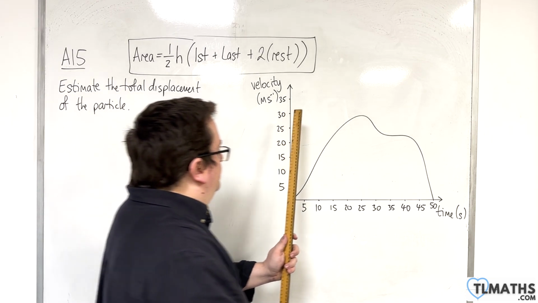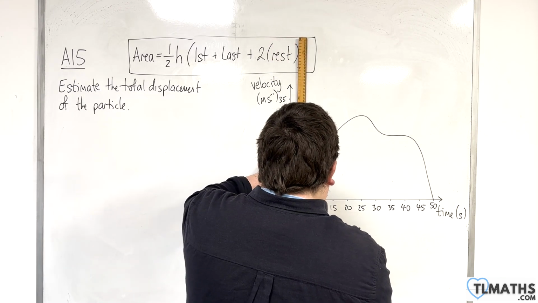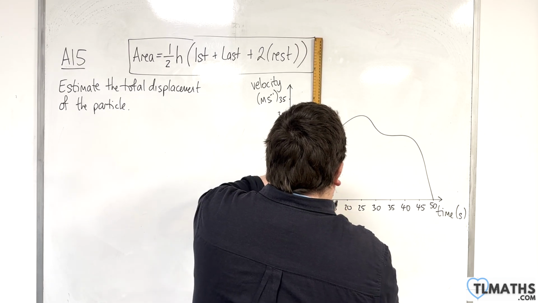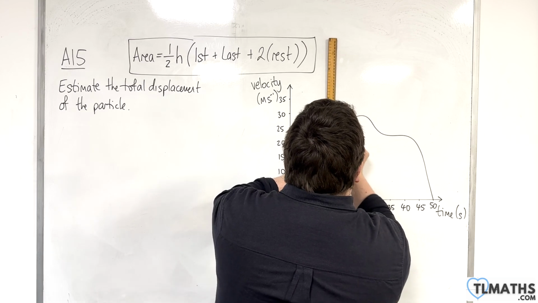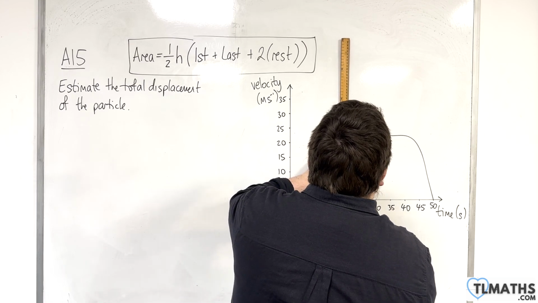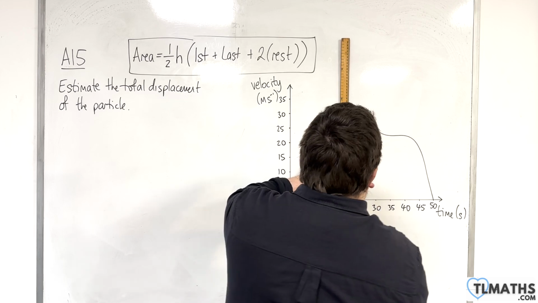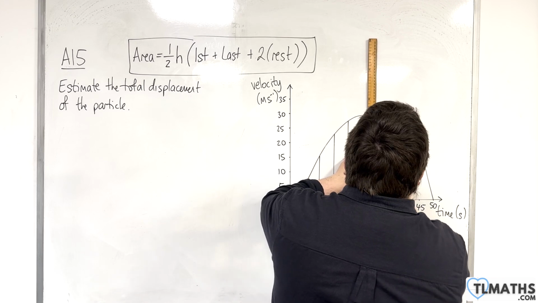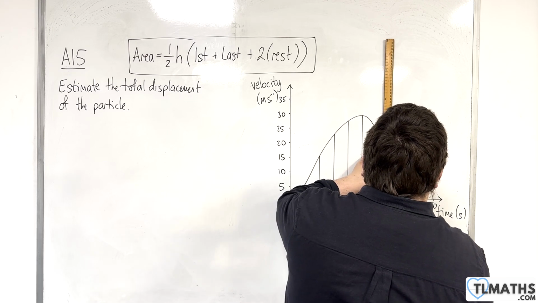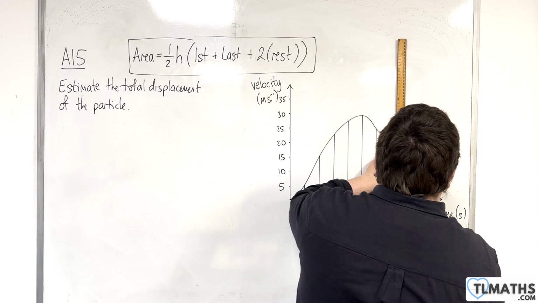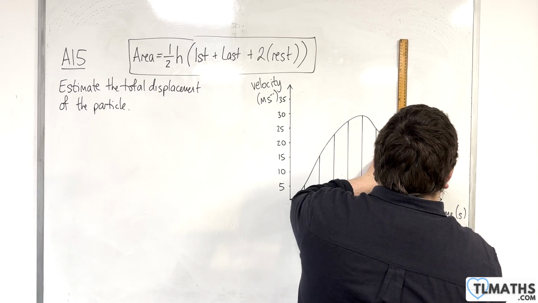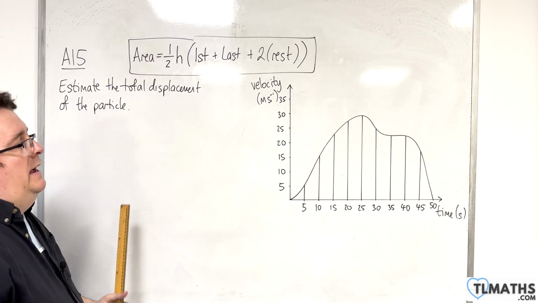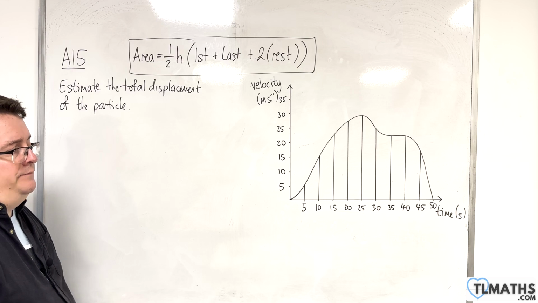Okay, so what I need to do is draw a vertical line for each of my points to the top of the graph. Okay, almost there. Last one. There we go. And then I need to measure each of these lengths.